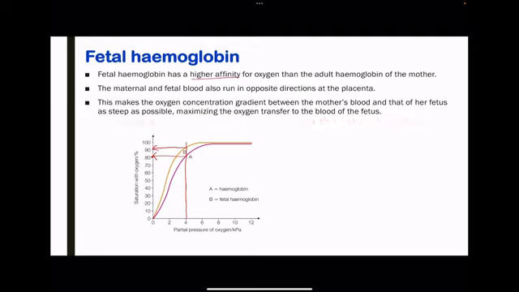This ensures that oxygen is always going to move from the mother towards the fetus so that the fetus does not starve if there is less oxygen in the environment. We need to know that maternal and fetal blood move in opposite directions, and this ensures that there is always better chances for diffusion of oxygen to occur from the mother's blood into the blood of the fetus. In simple terms, this maximizes the oxygen transfer to the blood of the fetus in order to sustain life.